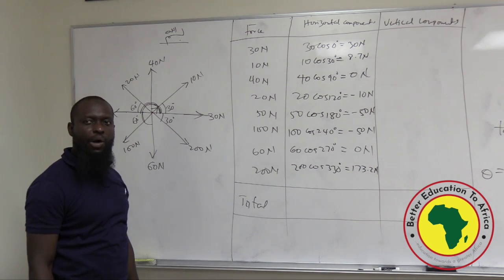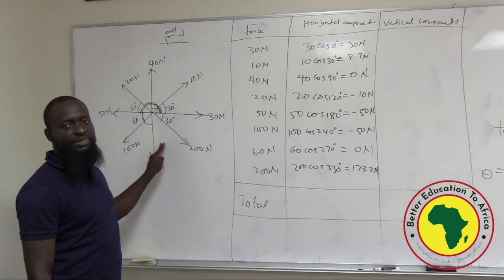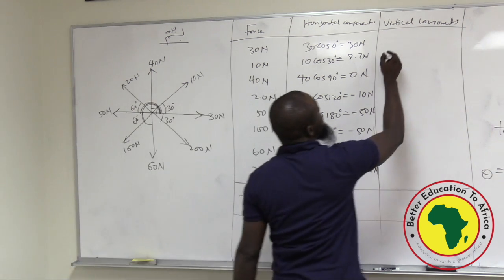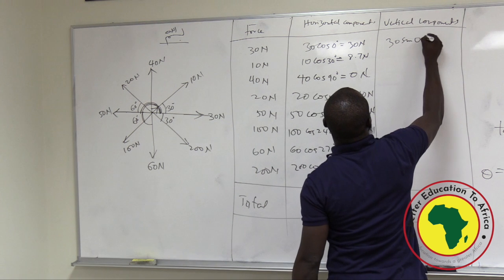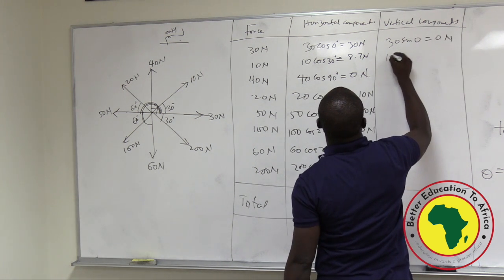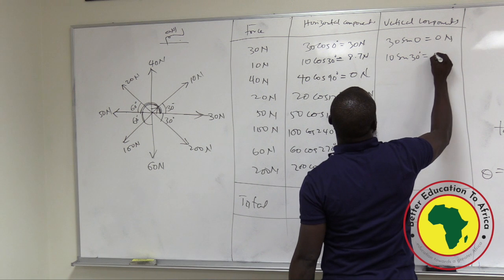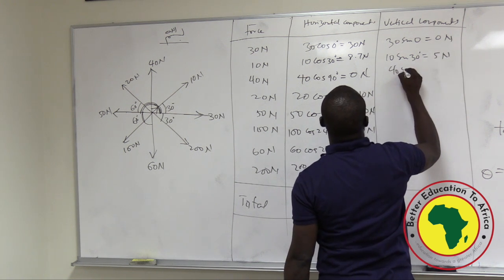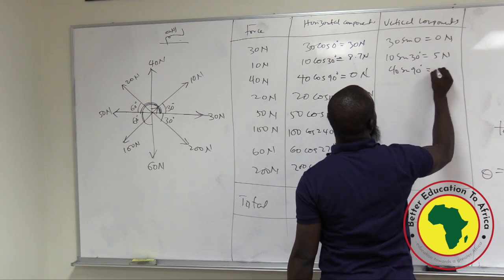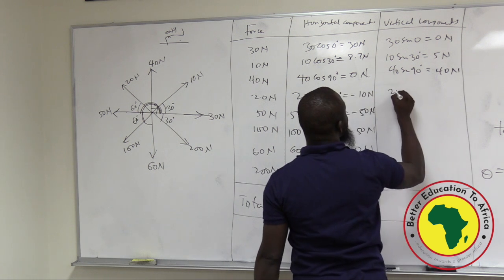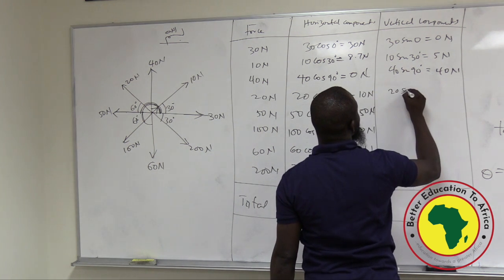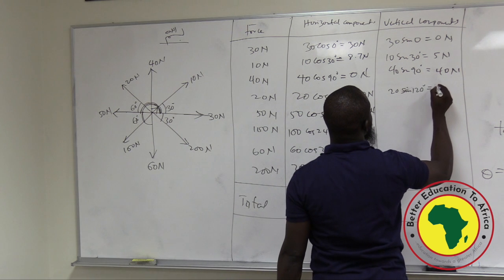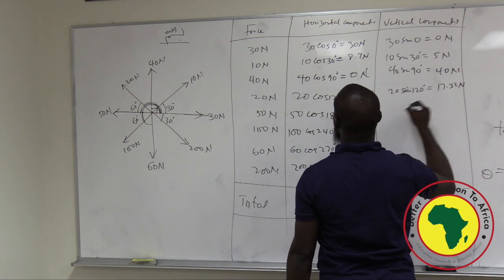Now, how do I get my y's? I don't need to look at the diagram anymore. I just change all the cosines to sines. 30 sine 0, 0 newtons. 10 sine 30 degrees, 5 newtons. 40 sine 90 degrees, sine 90 is 1, 40 newtons. 20 sine 120 degrees, 0.866, 17.32 newtons.